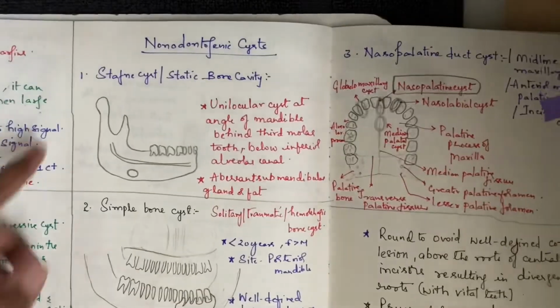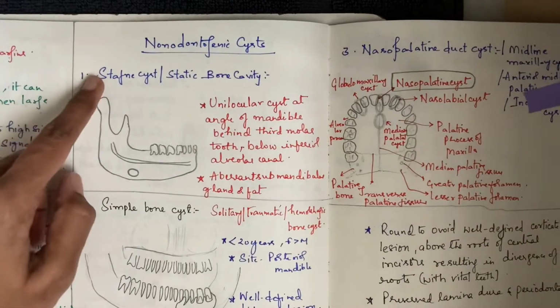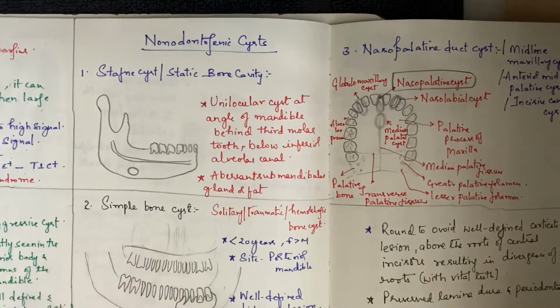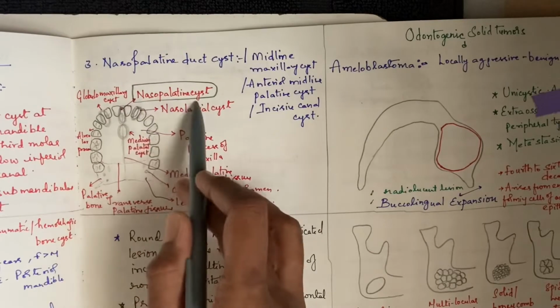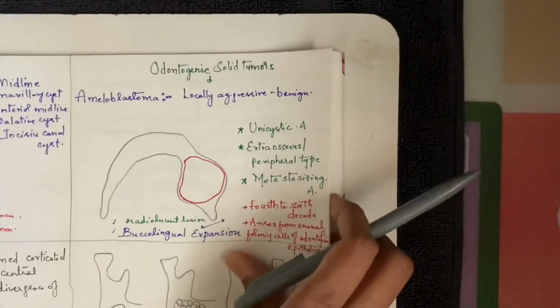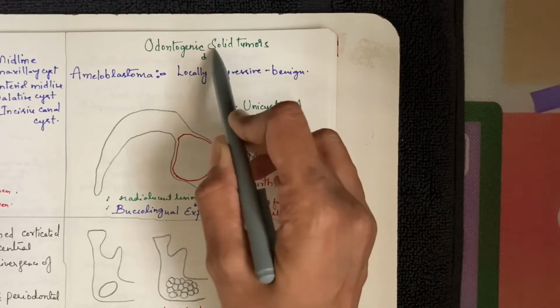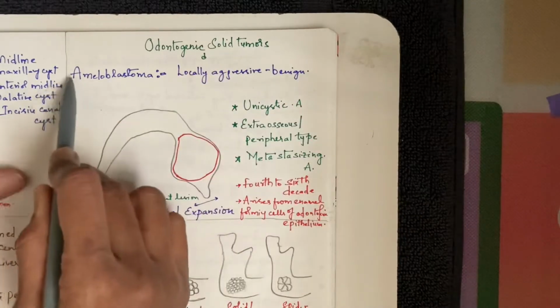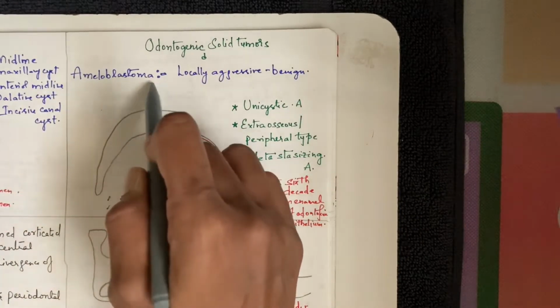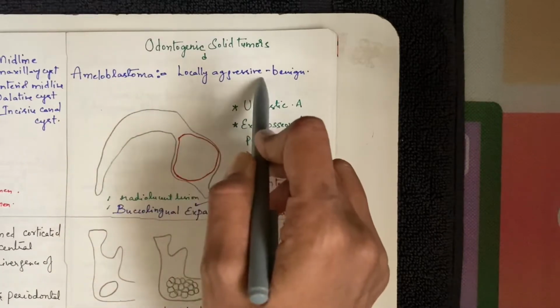So, non-odontogenic cysts, 3 cysts you have to remember: Stafne cyst, simple bone cyst and nasopalatine cyst. Coming to odontogenic lesions, now we are going into solid tumors. In that we have ameloblastoma. It's a benign lesion but it's locally aggressive.